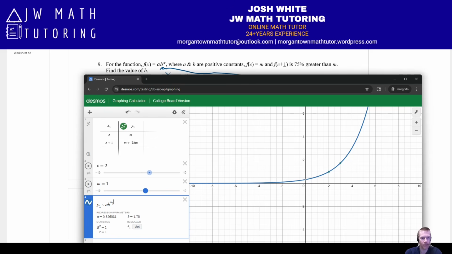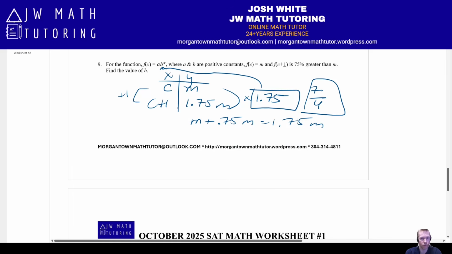What's going to happen as I move m and c is that the a value will change, but the b value will not. It will stay fixed at 1.75. So notice, as I move this, a gets bigger. If I go the other direction, a gets smaller, eventually it flips negative. But b never changes. Same thing with c. As I move this way, the a value actually gets smaller. As I move this way, the a value gets bigger, but the b value never changes. So that's how you could solve this problem entirely in Desmos.